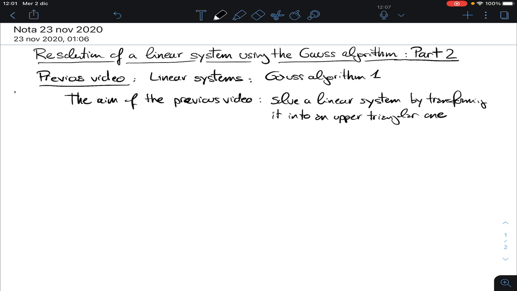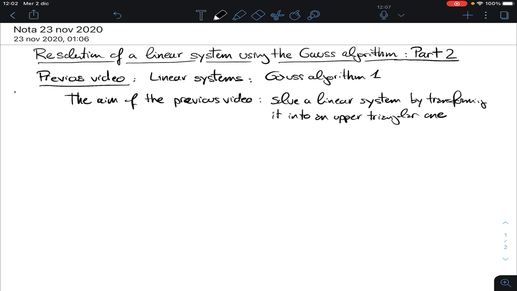As we saw, we could use the Gauss algorithm to make some transformations and transform the linear system into an upper triangular one, which is equivalent to the one we started with, but easier to solve. The aim of this video is, instead, to transform the linear system into a diagonal one and then solve it. A diagonal linear system is much easier to solve than an upper triangular one.